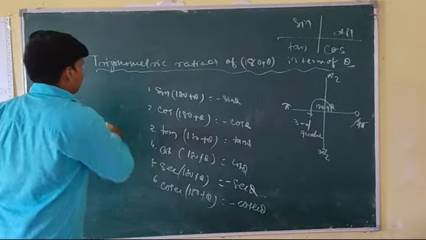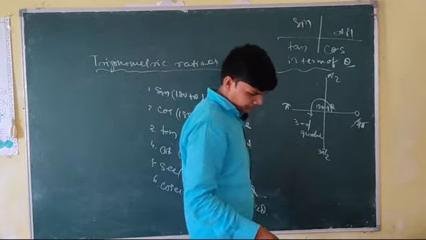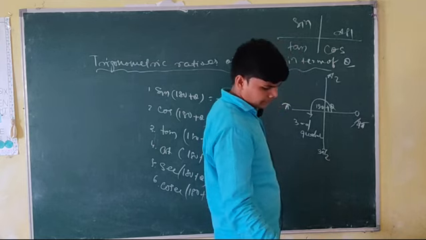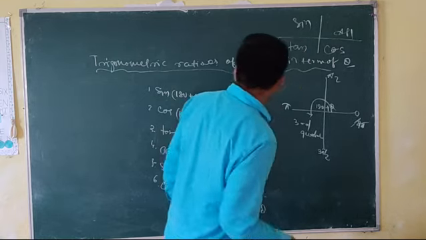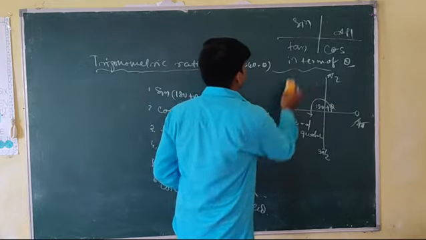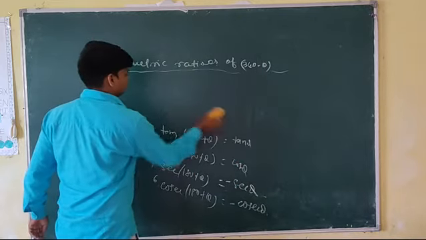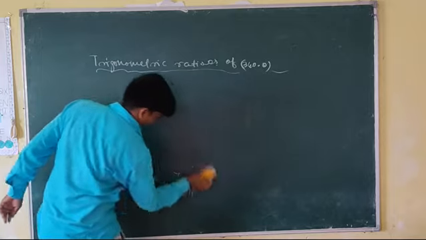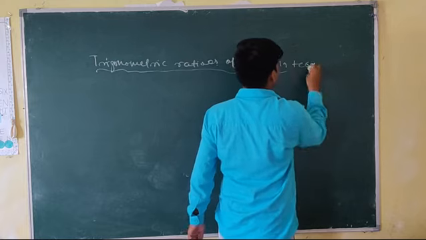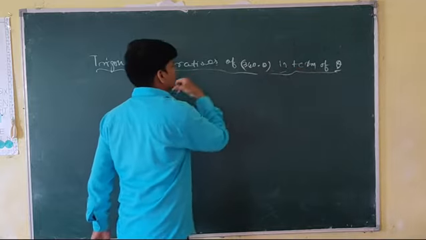Now we are going to find the expressions for the next one, 360 minus theta, in terms of theta.